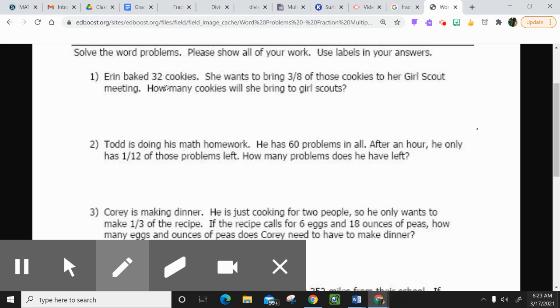So 32 cookies Erin baked. 3/8 of these she wants to take to the Girl Scout meeting, and then she wants to leave apparently 5/8 at home. That sounds like something I would do. So let's set up the problem.